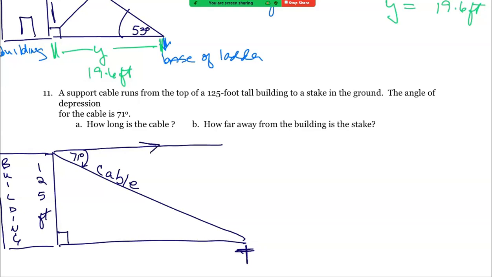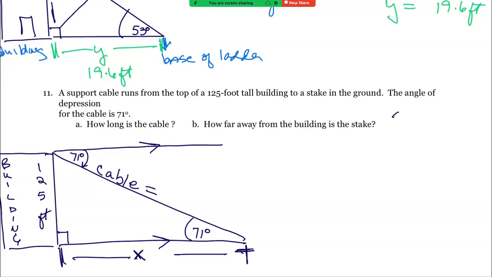Because this horizon and this horizon are parallel, and the cable is acting as a transversal dividing the parallel lines, what I know is that my angle of depression equals the angle of elevation down here, and that puts that measurement inside the triangle, which is going to help me. They want to know how long is the cable and how far away from the building is the stake. So here are the two things they want. We'll call this X, and we'll call this just C.